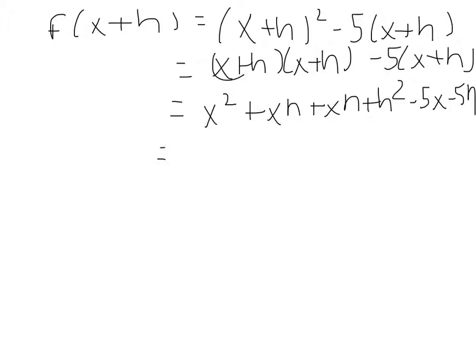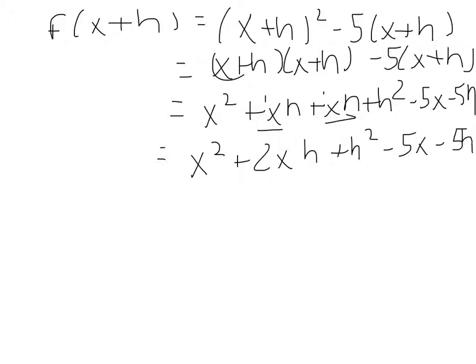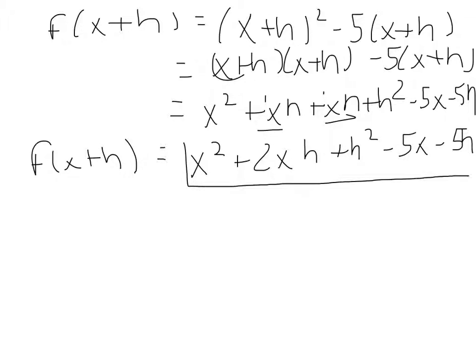Then what can we combine? Let's see. Well, I know an xh and an xh is like 1xh and 1xh. That's 2xh. And is that all I can combine? That's the only like terms I see. So I believe my answer for f of x plus h will simply be x squared plus 2xh plus h squared minus 5x minus 5h.